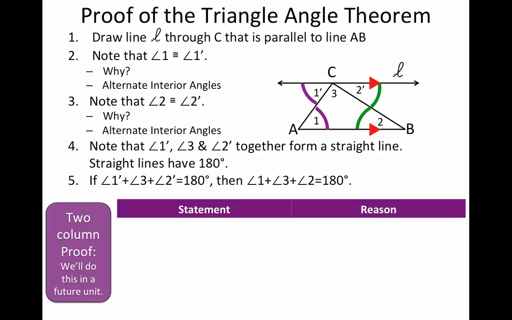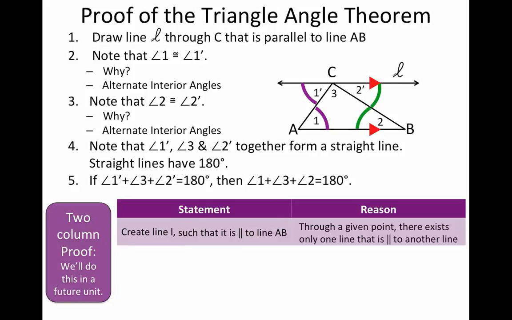So the first statement I'll do is for the first point we did up there. I'm going to draw a line through C. And so the statement just says create line L, such that it is parallel to line AB. Essentially it's the same thing we said, but now I need a reason. And the reason is that through any given point, there exists only one line that is parallel to another line.